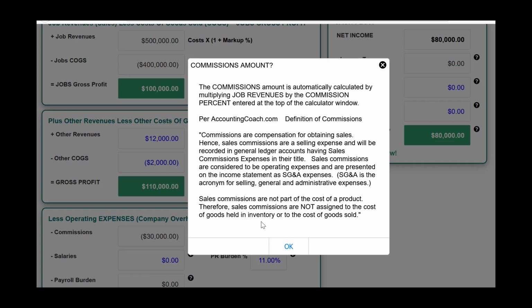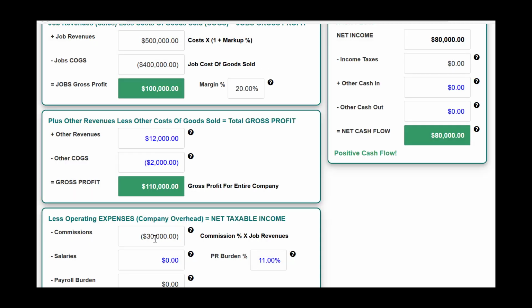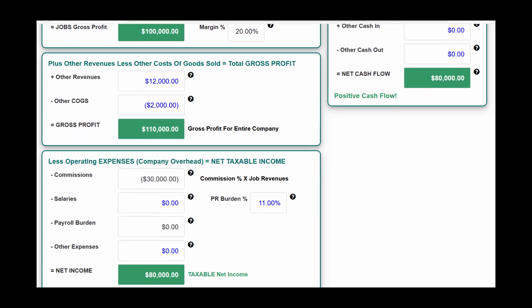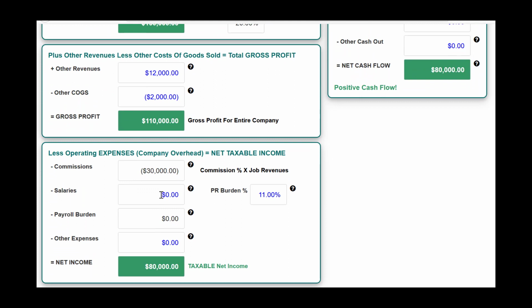Therefore, sales commissions are not assigned to the cost of goods held in inventory or the cost of goods sold for the jobs. So I wanted to tell you why we have the commissions down here and not up there as part of the direct job costs. So it calculated 6% of 500,000 and put minus 30,000 in for you because of your 6% up at the top. Now, if you pay various salaries, let's just for some reason say we're paying a bookkeeper right now, you know, $60,000 a year or less. I'm not sure, but let's just say that.